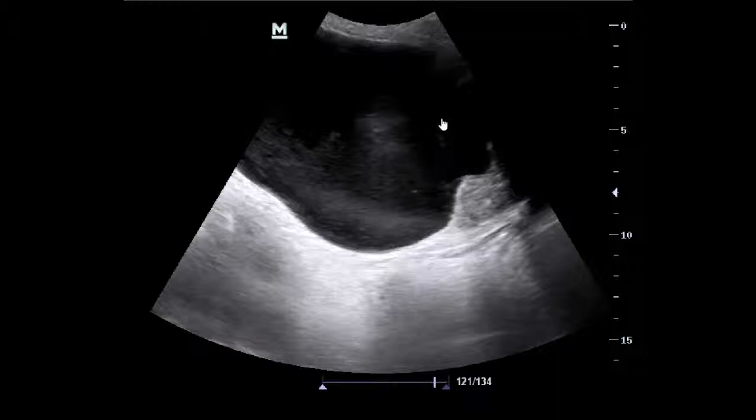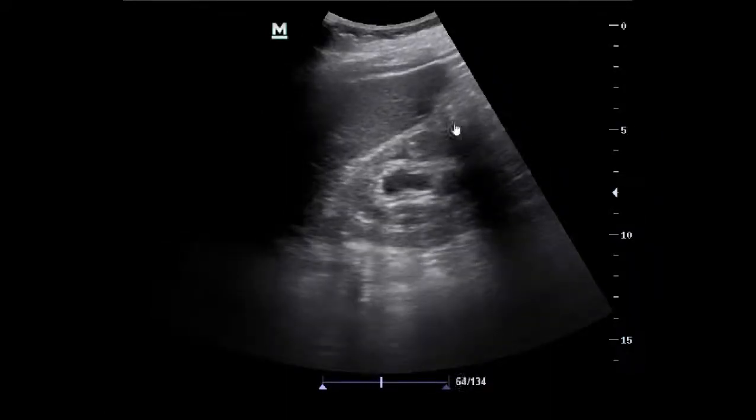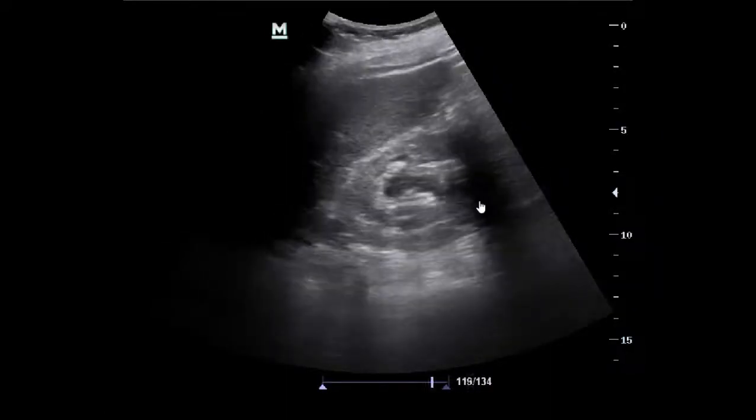But check, it's not only the obstruction at the level of the bladder, you should check for obstruction at the level of the kidney. Let us see. This is the left kidney of our patient. The left kidney of our patient reveals very important pictures here.